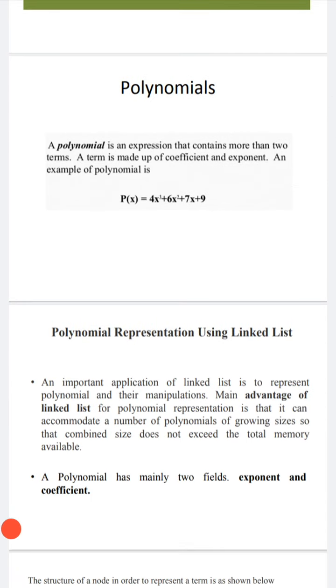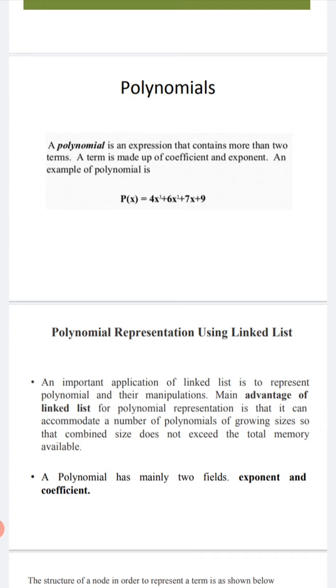Now, what is a polynomial? All of you know about the polynomial equation. The polynomial equation has coefficients and exponents. A polynomial is an expression that contains more than two terms. A term is made up of a coefficient and an exponent. This is one of the examples of a polynomial equation.